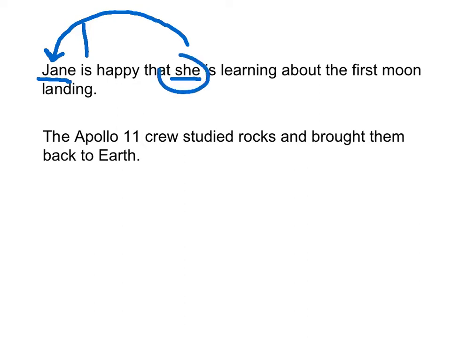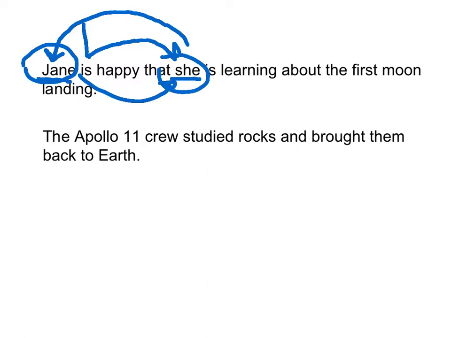Because this pronoun is coming after the verb, it is then an object pronoun, not a subject pronoun. I'll talk about this again in a second, but it's also good to remember that Jane is a girl or a woman. And when you use a female subject, you want to make sure that your pronoun also matches that. You wouldn't want to say Jane is happy that he is learning about the first moon landing, unless Jane has a funny name.